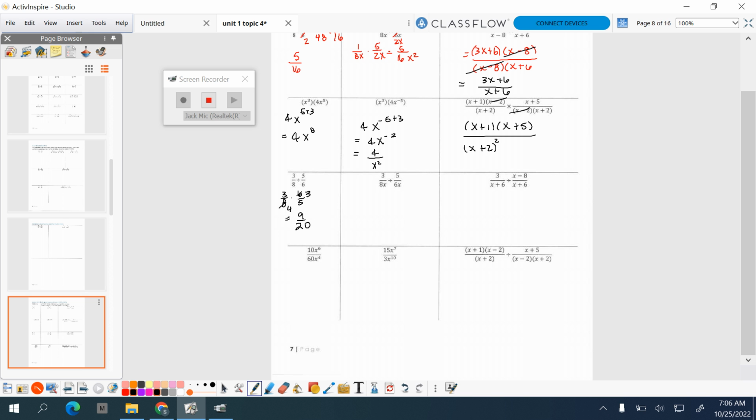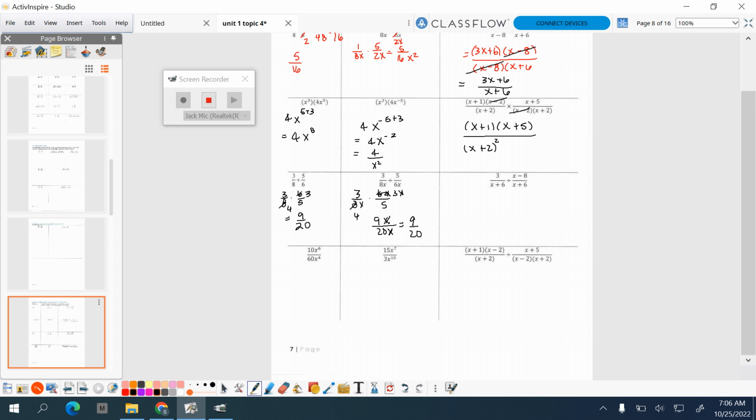So I'm going to flip. And I get these 2 canceling once again. I get 4 and 3x. So I get 9x over 20x. And x's cancel. So you got to be careful there. 9 over 20 once again.